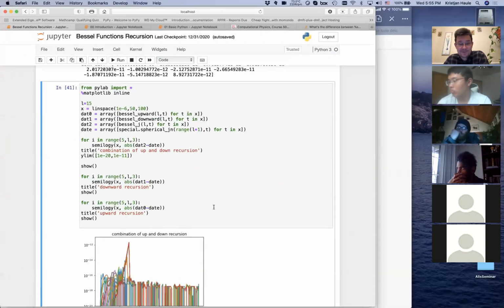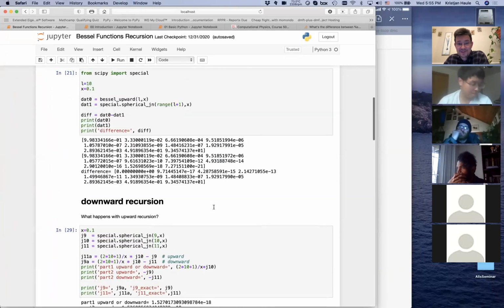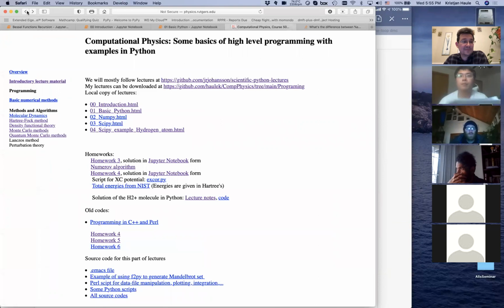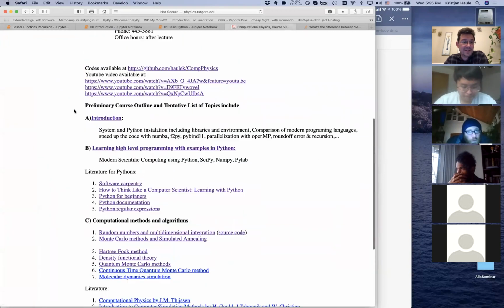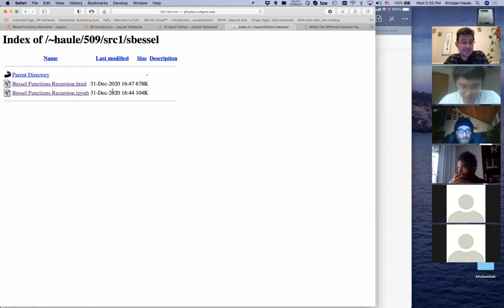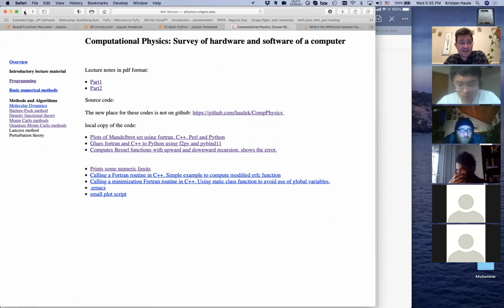Now, for the homework. Of course, this particular script is available online. You can download it. I mean, it's on GitHub if you want to, but it must also be here in the introduction. Yeah, it's under GitHub. And it's also here: computes Bessel functions with upward and downward recursion. So you can download it here, you can download it from GitHub, and you can play with it.